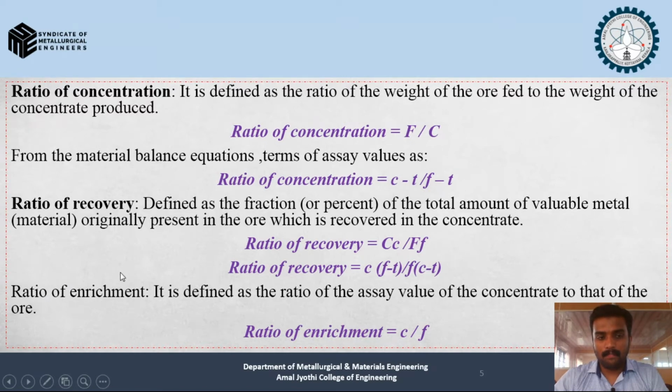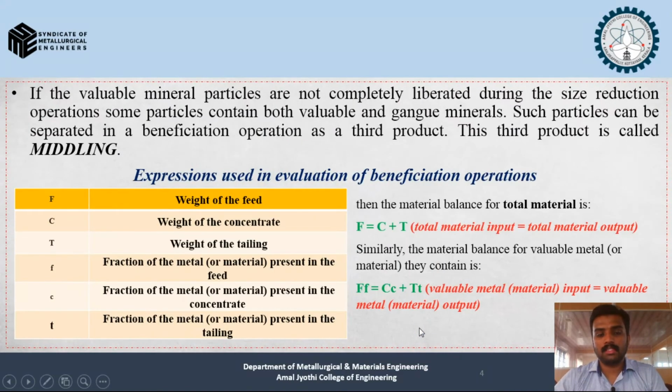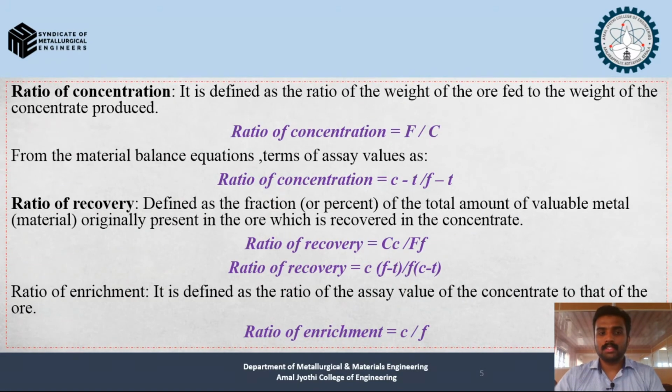And we have another term called ratio of enrichment, and it is defined as the ratio of the assay value of the concentrate to that of the ore. So this is a normal definition, like C by F. What is meant by C by F? C is nothing but the fraction of metal present in the concentrate divided by the fraction of metal present in the feed. So these are the three basic terms used in mineral beneficiation operation.